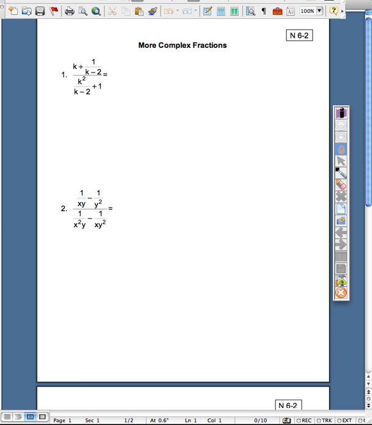You're going to have to add first and then factor and then cancel out factors. So let's go through some of these and show those examples.